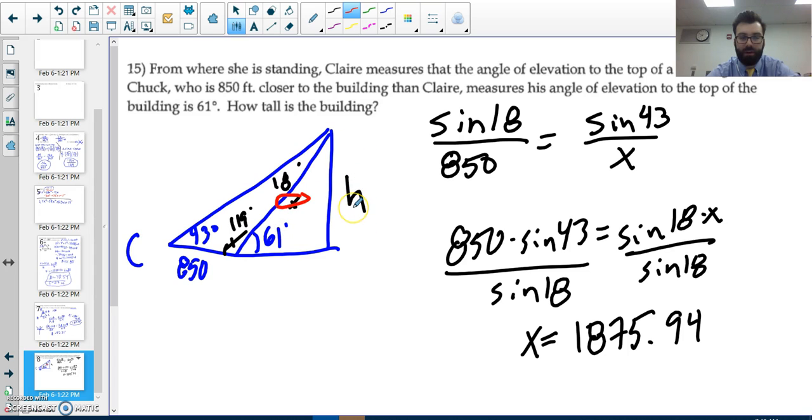Now that I know the length of this side, I can use it to help me find the height of my building. I can do that 2 ways. I can use the law of sines, assuming this is a right angle, and I can find the measure of that angle. Or I can use right triangle trig. I'm going to show you both. You pick which way you want.